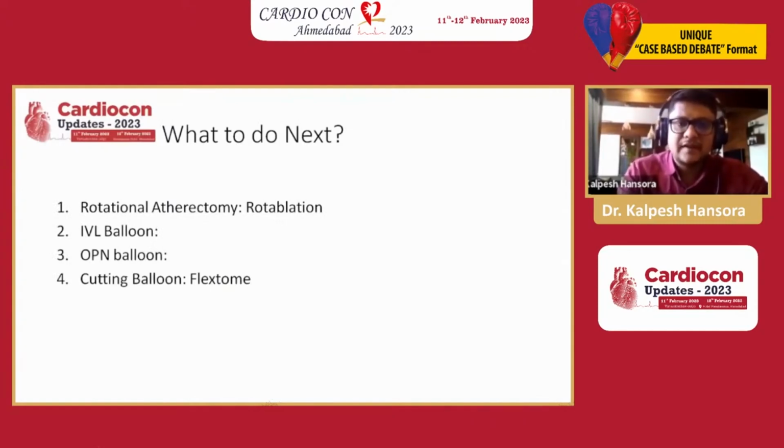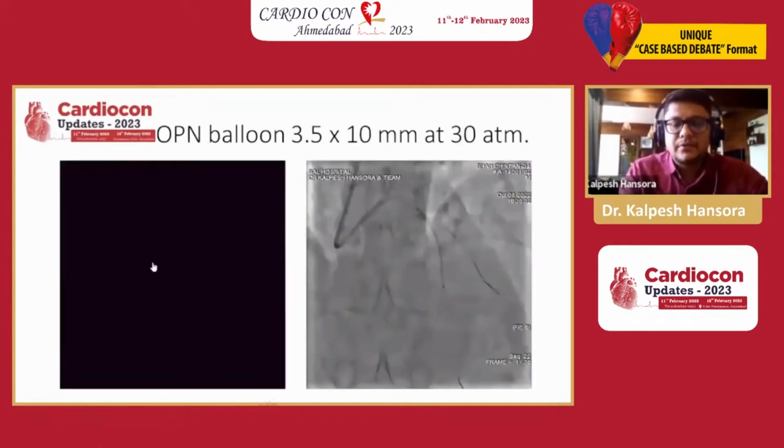Second, we thought of the IVL balloon, but the patient had some financial concerns, so we could not use the IVL balloon. Then we took the OPN balloon, as we know that it is a high pressure balloon. Commonly, we use the OPN balloon in post PTCA after stenting, for post dilatation to expand the stent. But in this case, because of the fibrotic nature of the plaque, we used this 3.5 by 10 millimeter OPN balloon to break this fibrotic region.